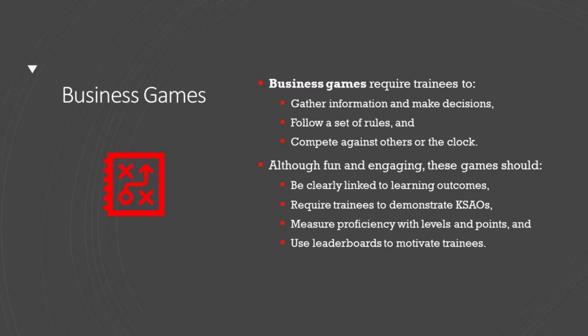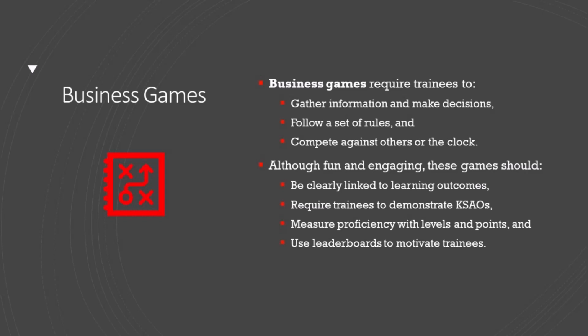The next method is business games, where trainees must make decisions based on the information they collect and how they analyze it. While they do this, they have to follow a set of rules and compete with other learners, the clock, or some other standard. And the best answer is not always obvious. In highly interactive business games, decisions are interdependent. The consequences of any one given choice are dependent on other trainees' decisions.